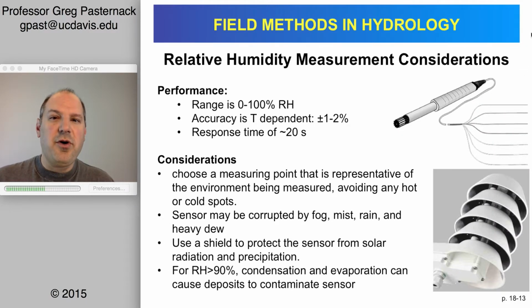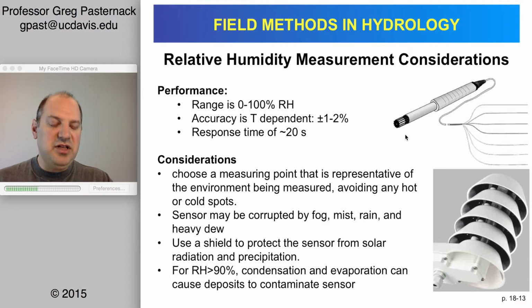Some considerations for measuring relative humidity as part of an evaporation station. Here's a simple schematic of what a typical relative humidity sensor looks like from any company. They will typically have a full range from 0 to 100%, but the actual accuracy of that sensor depends on the temperature, and is typically around 1 to 2%. It has a response time, how long it takes to sense what is around it, and that takes about 20 seconds.